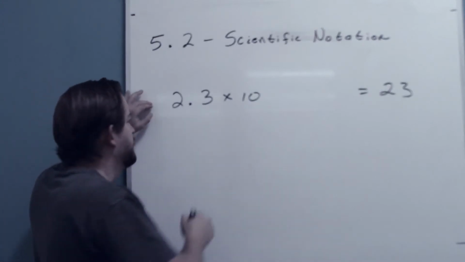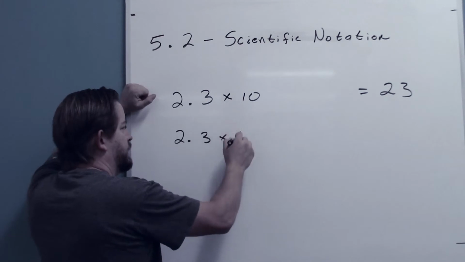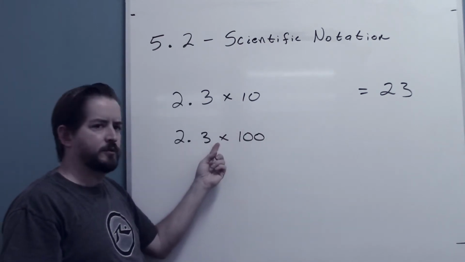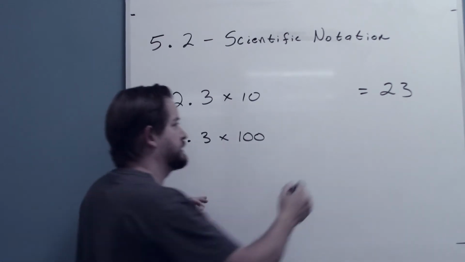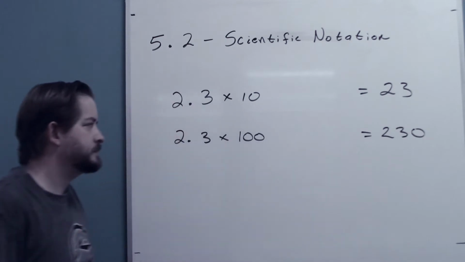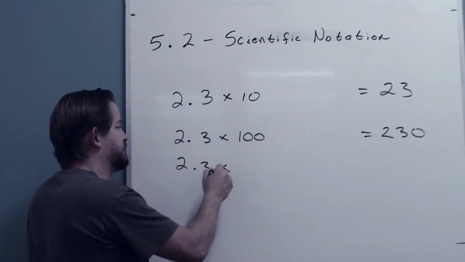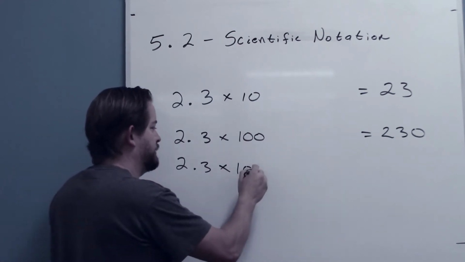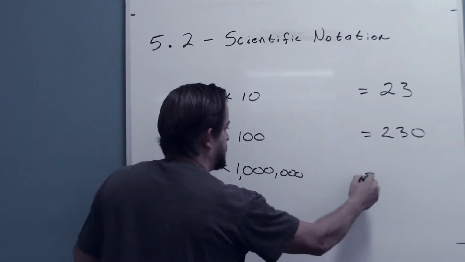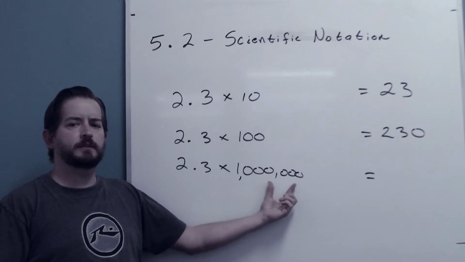Right? So if I take that same 2.3 and let's say I multiply it by 100, right? That's like 2 tens. It just moves the decimal over once and then once more, so that's 230. Right? And again, I can keep doing this. 2.3 times, if I have a whole bunch of, like, say, 1 million. Right? That's just moving the decimal over to the right, however many zeros are in this number.